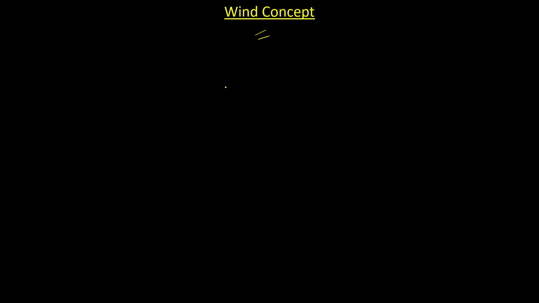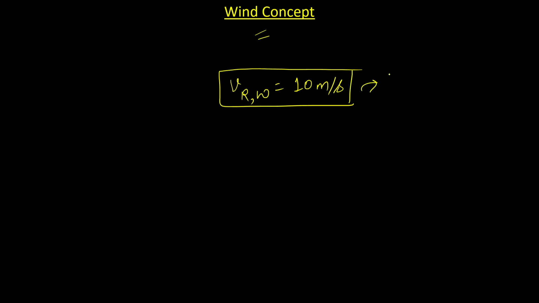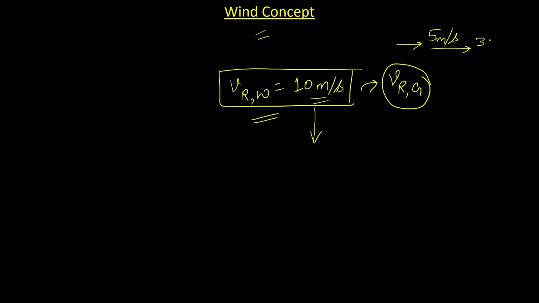When there is wind involved and it is given that the velocity of rain with respect to wind is something, say 10 meters per second, then you need to perceive this as the velocity of rain with respect to ground. This is the only thing you need to care about while solving a wind problem. Suppose the velocity of rain with respect to wind is given as 10 meters per second, vertically downwards, and a man is moving in this direction with a velocity of 5 meters per second, and the wind is also blowing in this direction with a velocity of say 30 meters per second. It's very huge, I know, but let's just take an example.